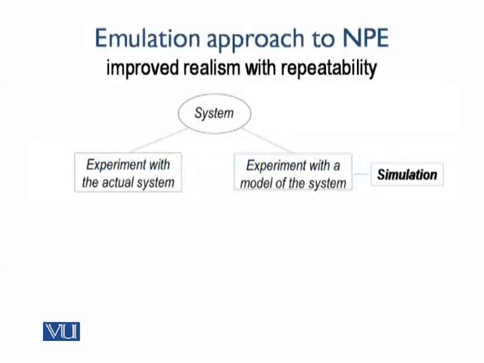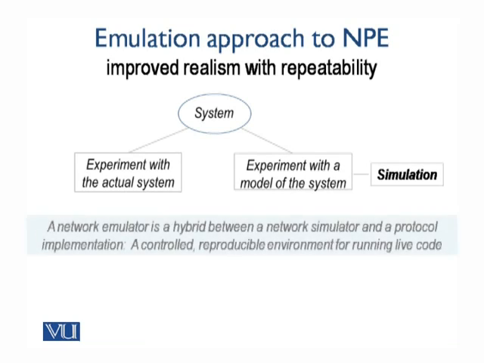So on the screen now, you can see that there are two ways of experimenting on a system. We can experiment on the real system. We can also experiment on a model of the system, and that is precisely what a simulation is. But then in a simulation, everything is abstracted. What we can do is we can actually have some real code there. So that then defines a network emulator. So we can define a network emulator as a hybrid between a network simulator and a protocol implementation.